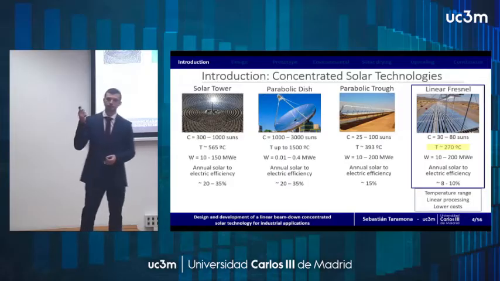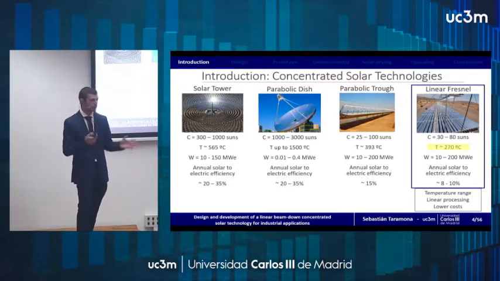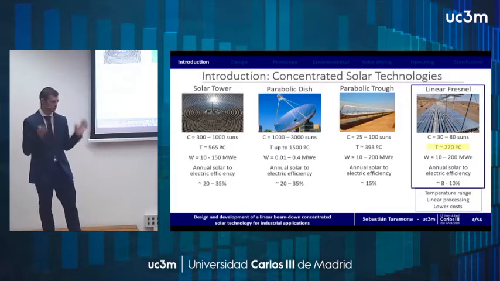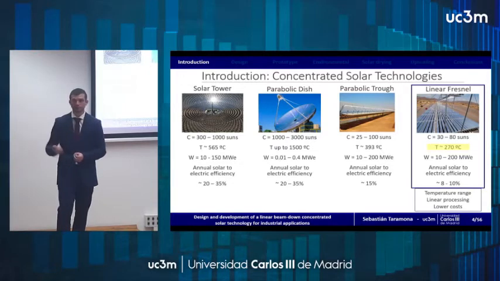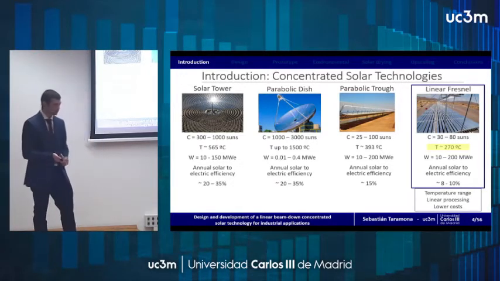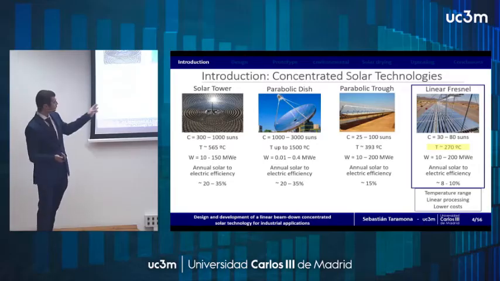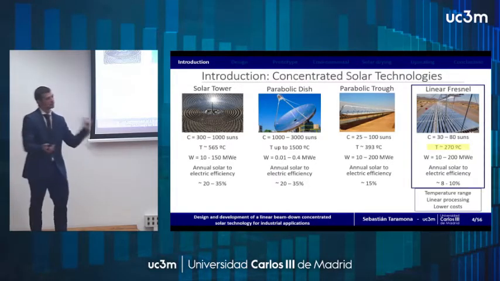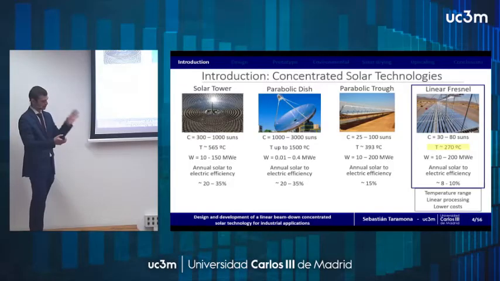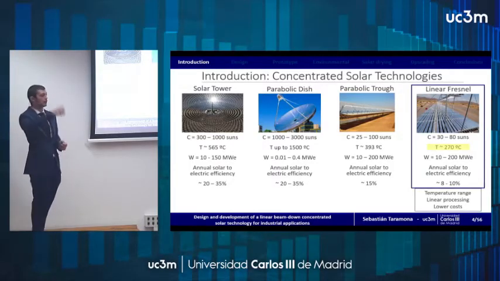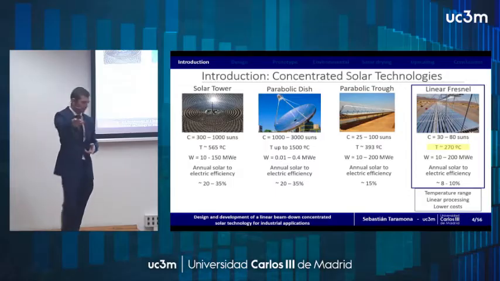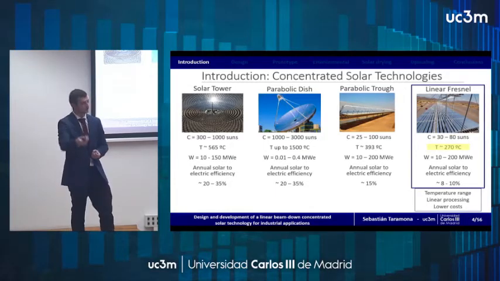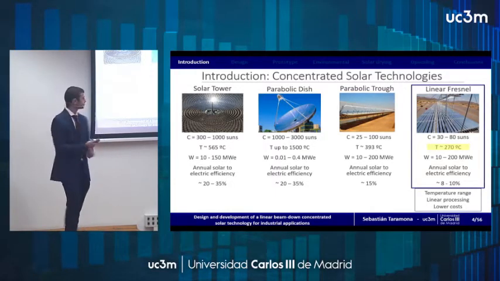Why? Basically, because it falls in the range between low to medium temperatures that we want to tackle, because it has a lower relative cost than the other technologies, and because it allows us to process the materials we want in a linear fashion. That means that the materials can enter the processing line in, for example, a wet state, and at the end of the solar field, finish heated up and dried.